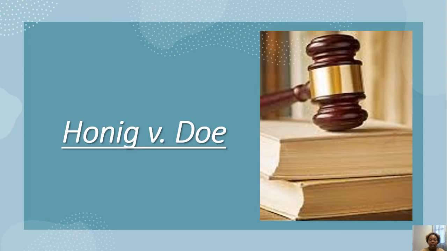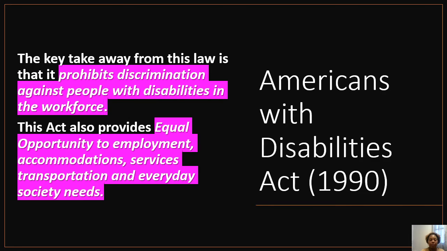Honig vs. Doe. In 1988, a case was presented to the U.S. Supreme Court where the School Board of California violated the Education for All Handicapped Children Act. This school had suspended a student for behavior that he could not control due to his disability. The ruling of this case is that schools cannot expel students for behavior related to their disability.